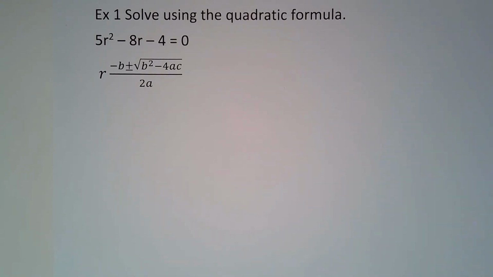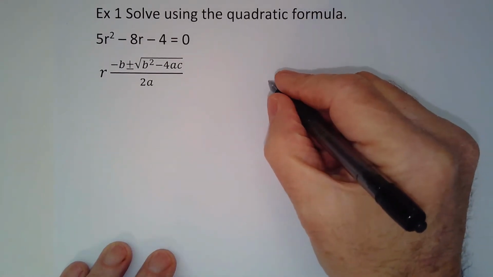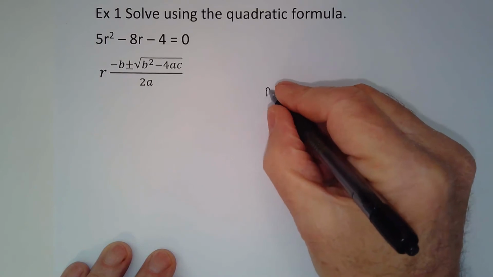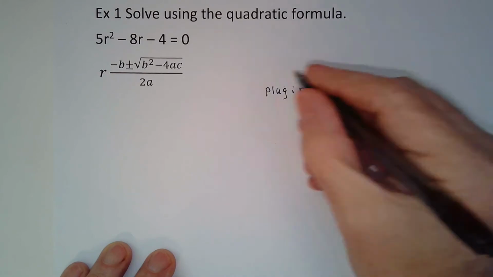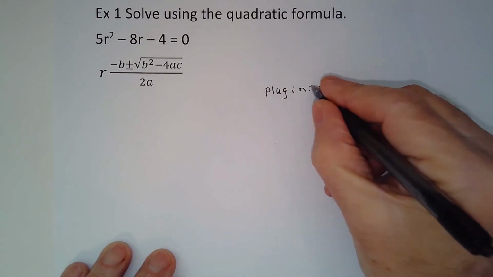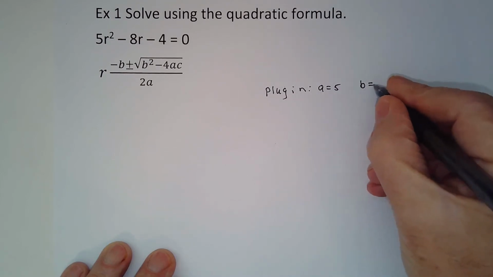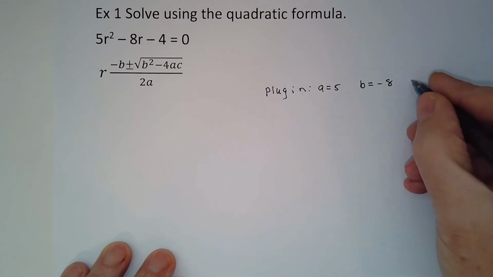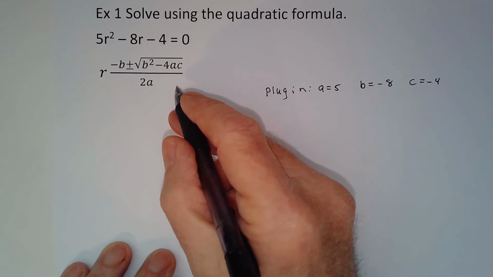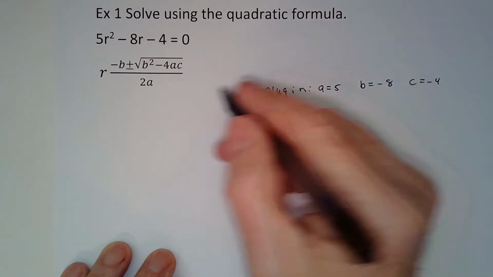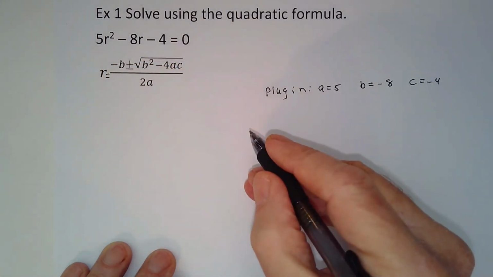So I'm going to plug in a equals 5, b equals -8, and c equals -4 into the formula. I'm going to rewrite this, and I'm going to put the a, b, and c in red just to start. And this should be x equals; somehow or other the equal sign fell off that equation.